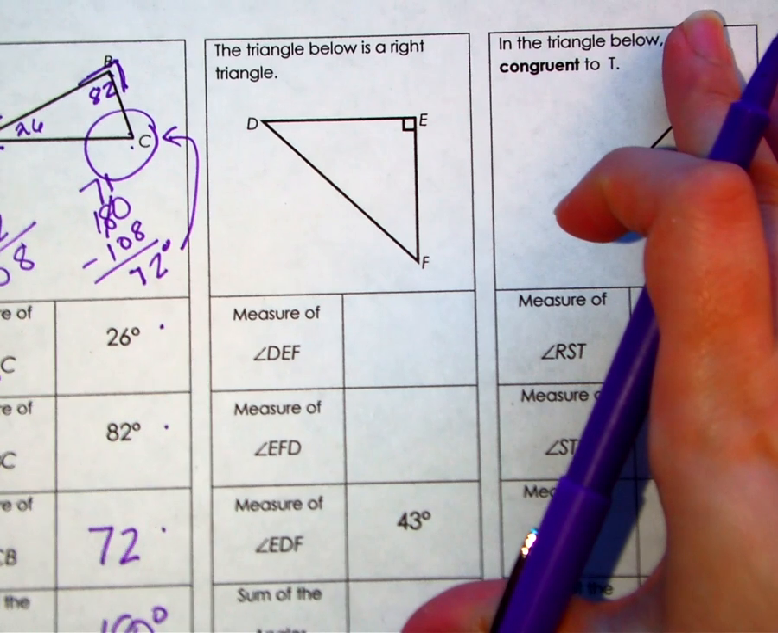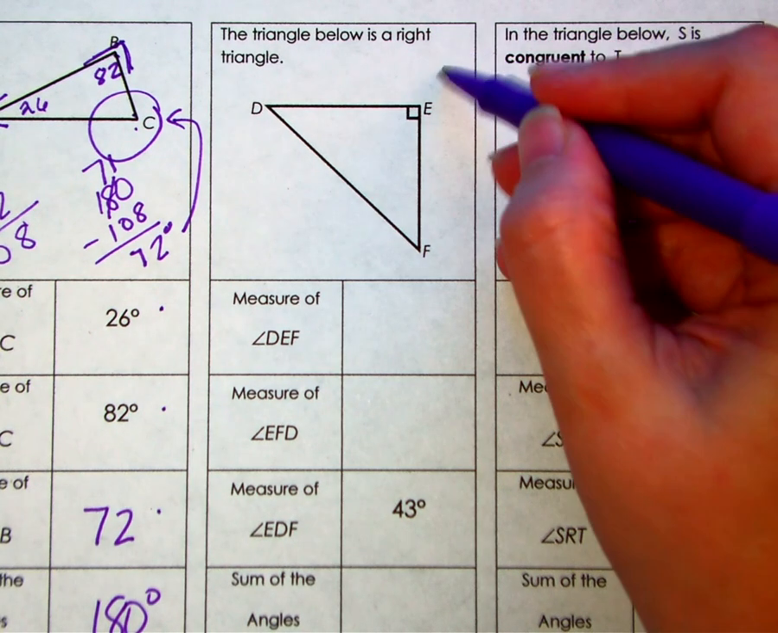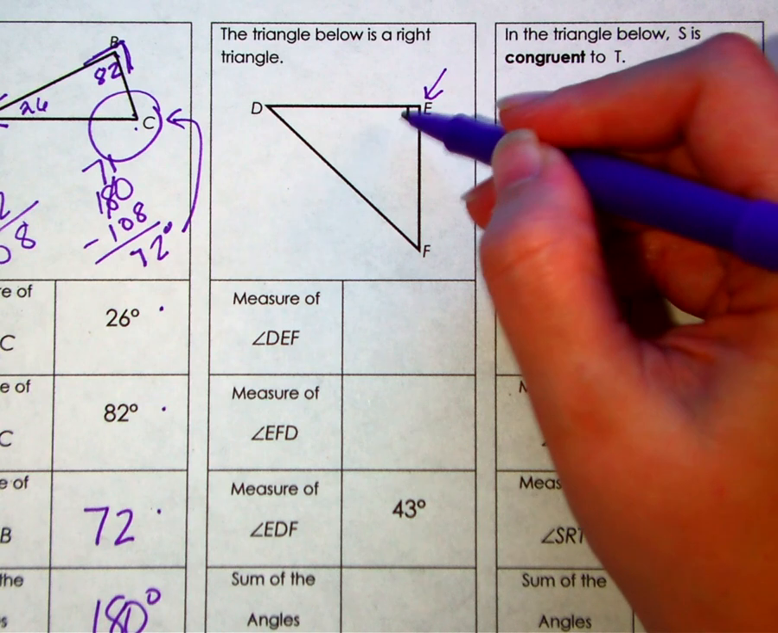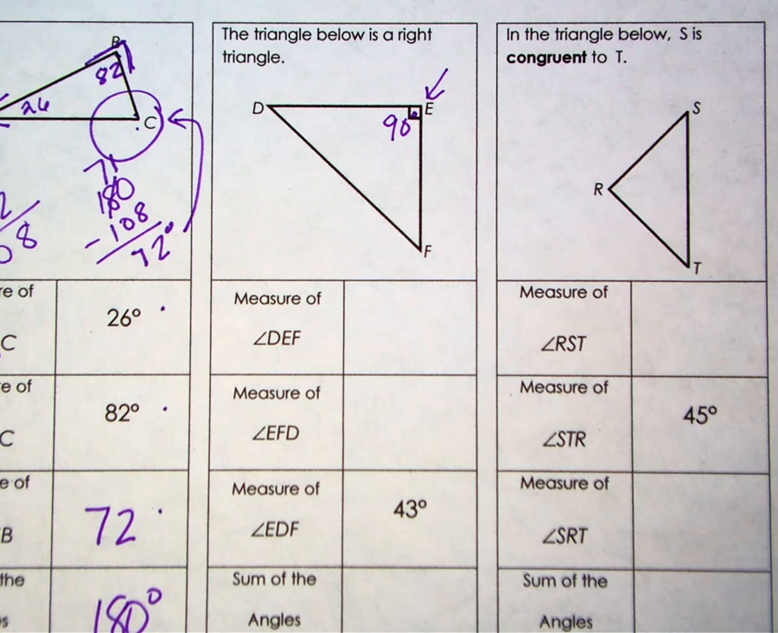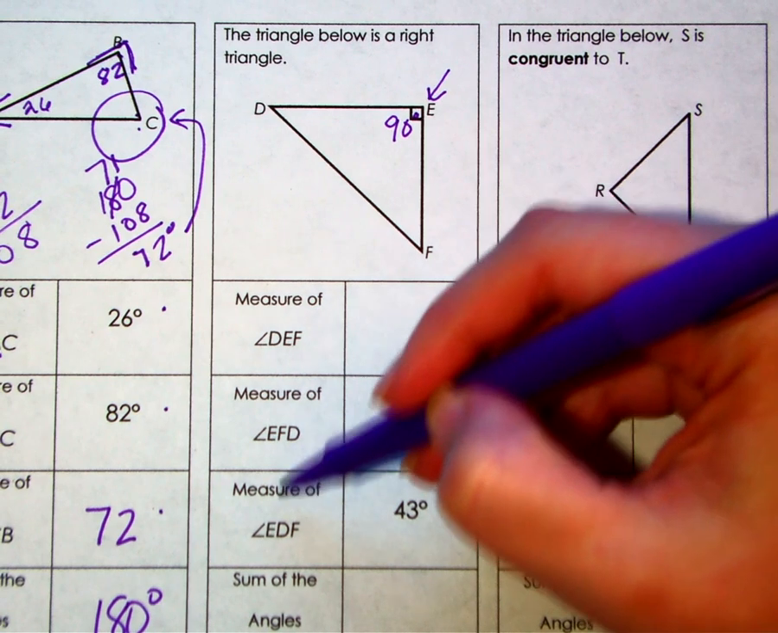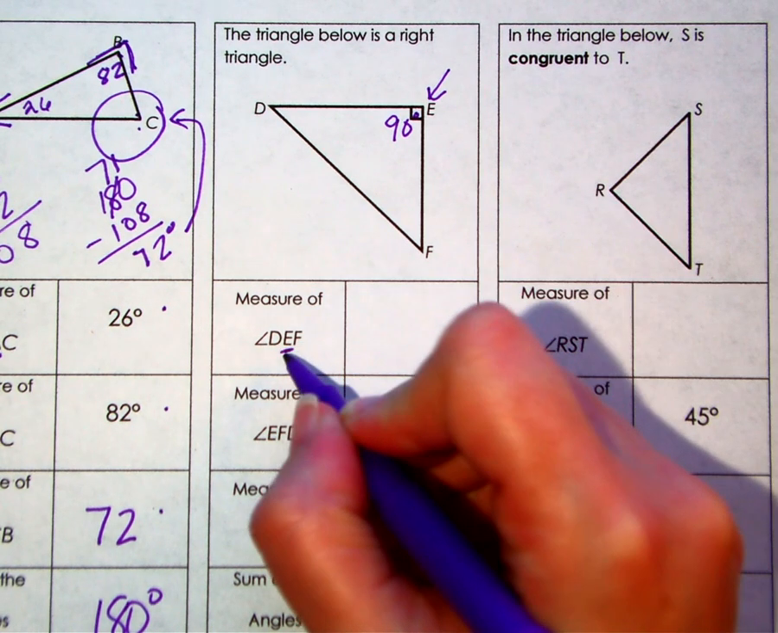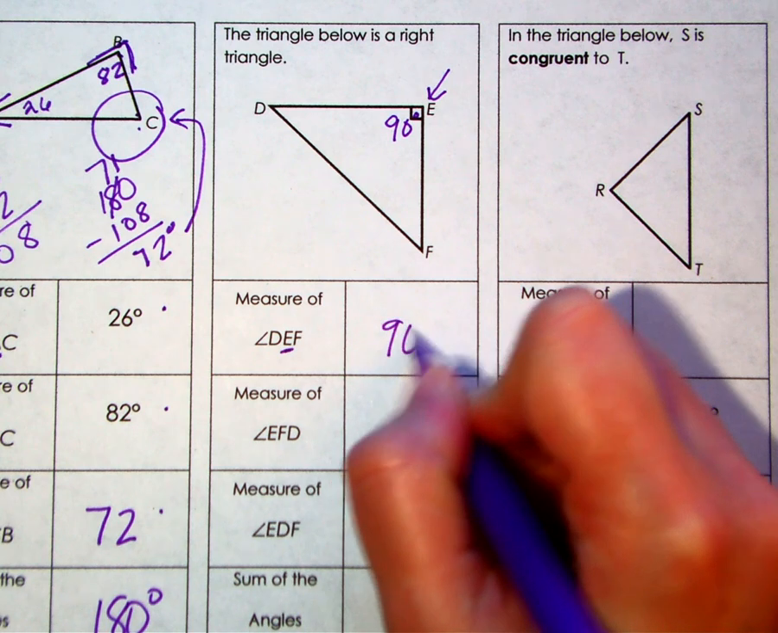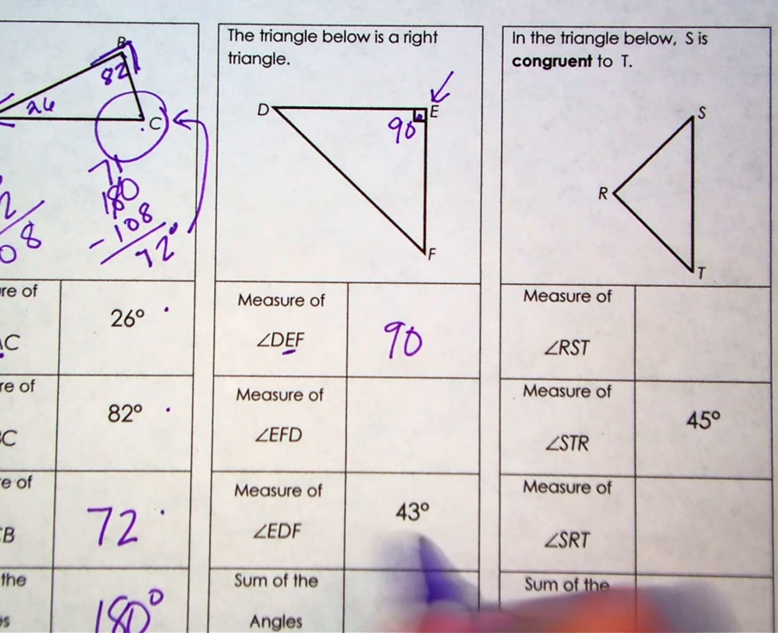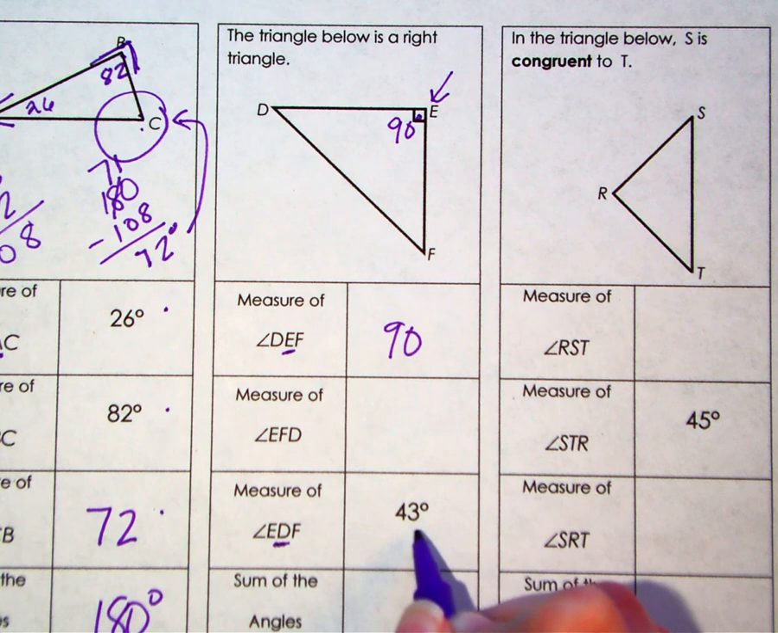All right, now the middle one, the triangle below, is a right triangle. So automatically, this one is already our right angle, so you would label it as 90 degrees. And this is angle E, so that means the one that has E in the center would be that right angle. So the first one has an E in the center, so this is your 90 degree angle. The other one is angle EDF, so angle D is 43 degrees.